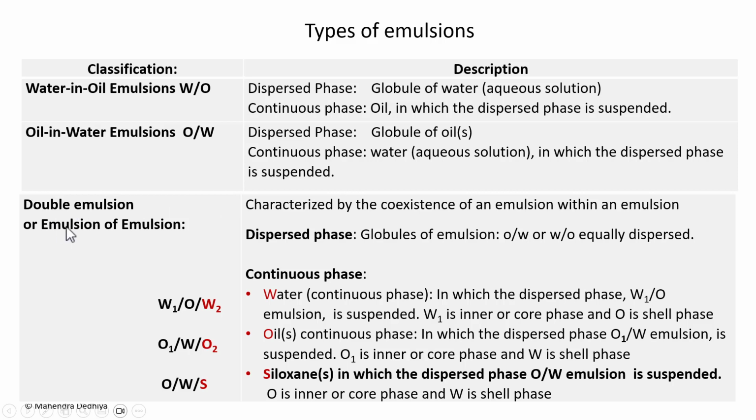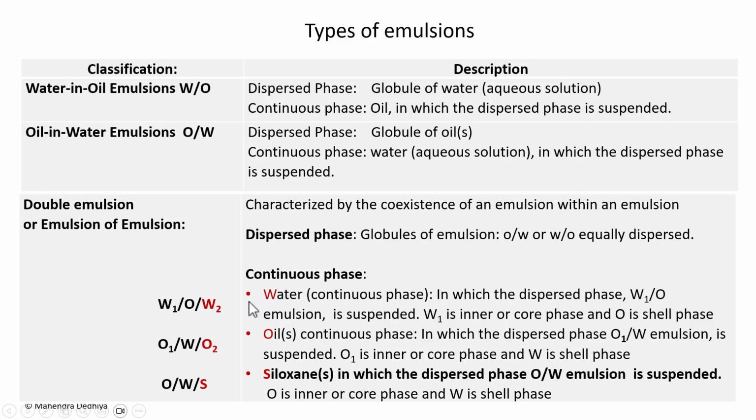Double emulsion or emulsion of an emulsion. This is characterized by coexistence of an emulsion within an emulsion. And we'll look at details. In this case, the dispersed phase itself is an emulsion. It can be oil and water emulsion or water and oil emulsion. So it contains either oil and water or water and oil emulsion. The continuous phase can be different.